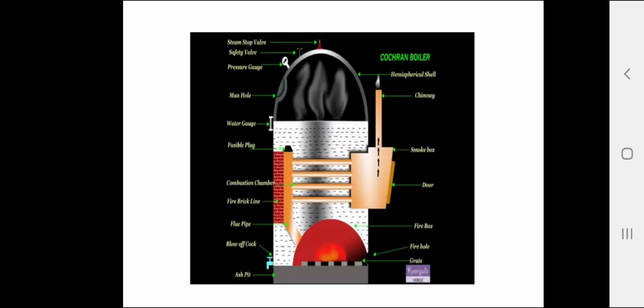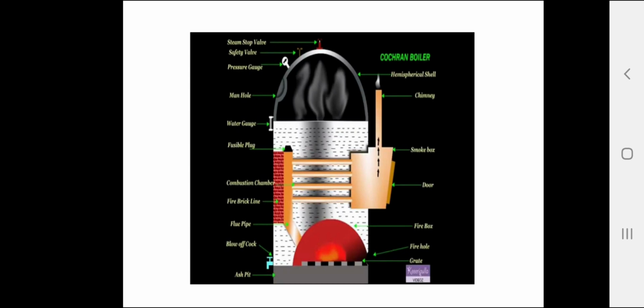Now we will discuss fire tube boilers. So what is a fire tube boiler? You can see on the screen, this is a fire tube boiler. Here hot flue gases flow through the tubes. Hot gases are produced in a furnace and these gases are passed through the tubes.